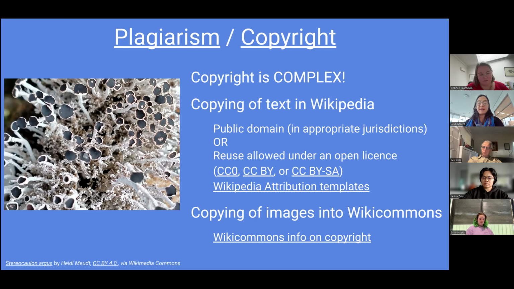Now, whether the content is in the public domain or openly licensed, if it's a written work, you should still create citations in the Wikipedia article to show where you obtained that information. So we've included a link to examples of attribution templates you can use to assist in this work.